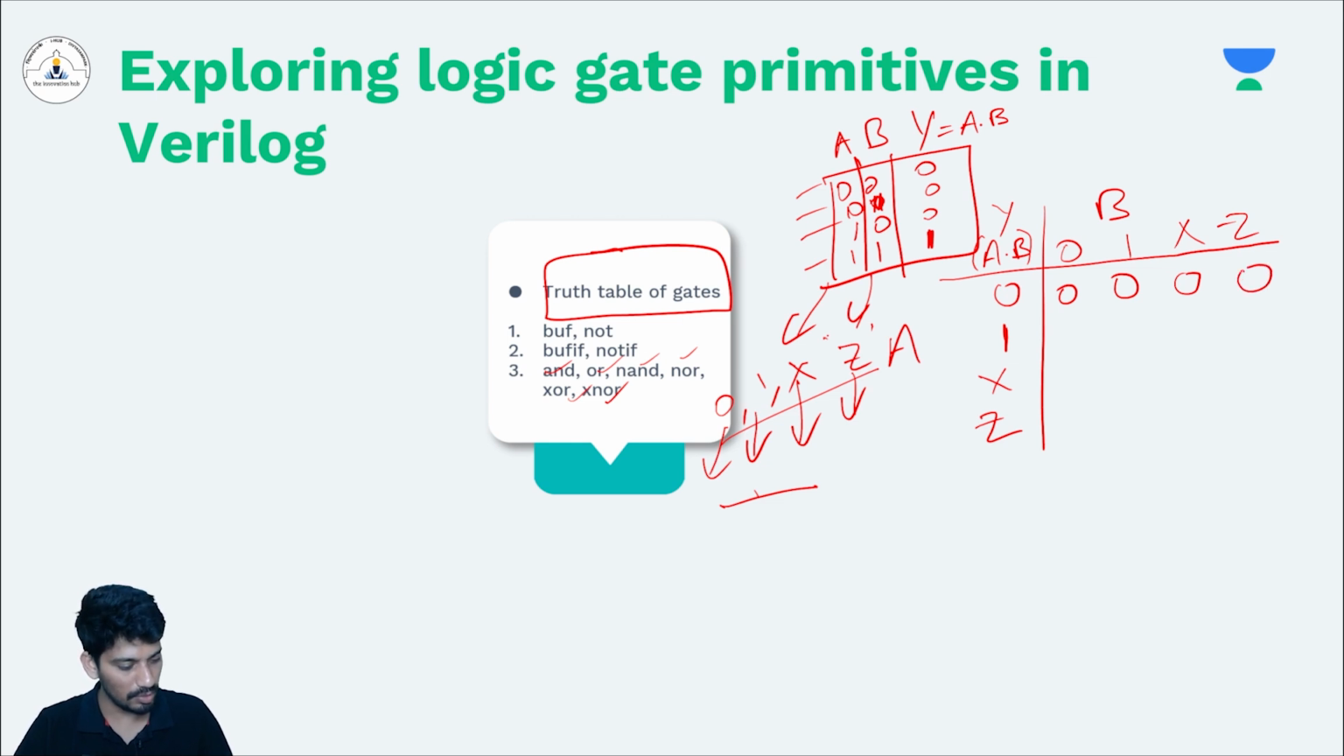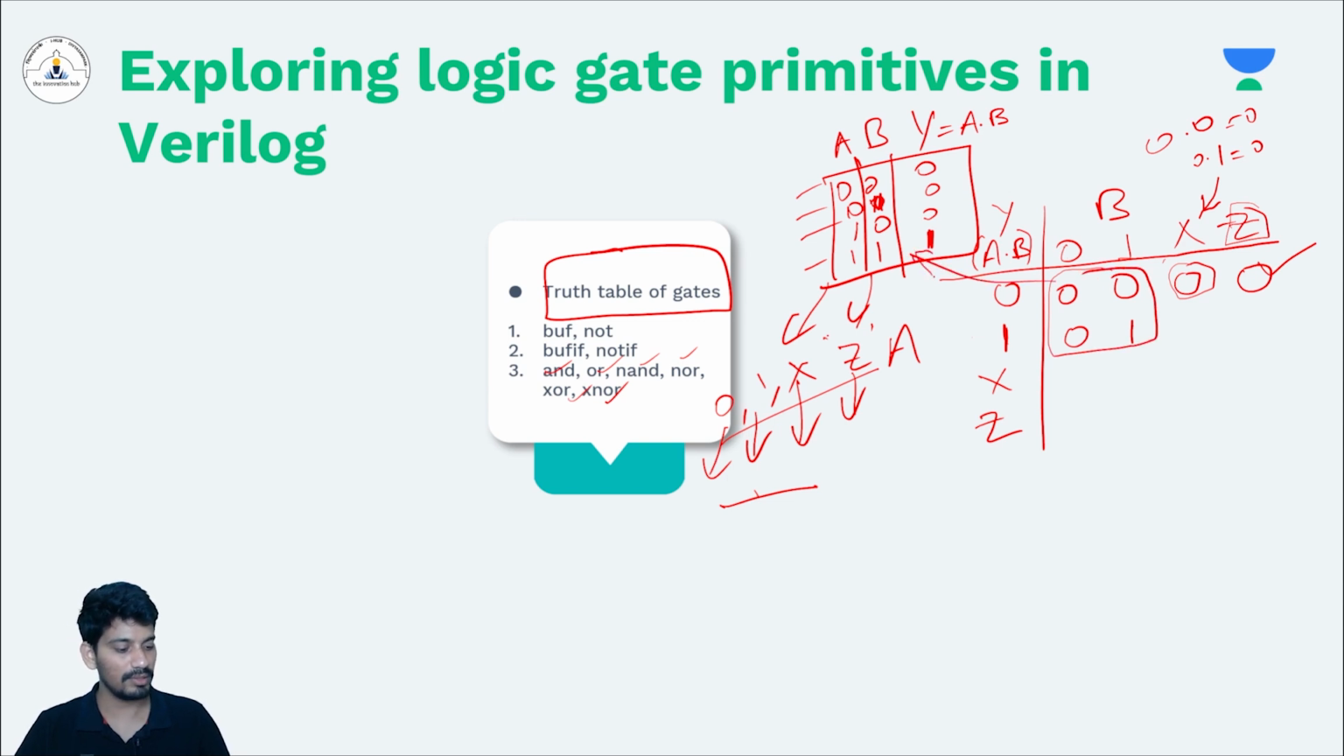Because if you multiply 0 with any value, let's say 0 with 0, it is 0, and 0 with 1 is also 0. That's why 0 with X will always give you 0. Similarly, if you multiply 0 with the high impedance signal, the output is again 0. And if you multiply 1 with 0, the output is 0. Then 1 with 1, the output is 1. So this is the basic gate we already know, right?